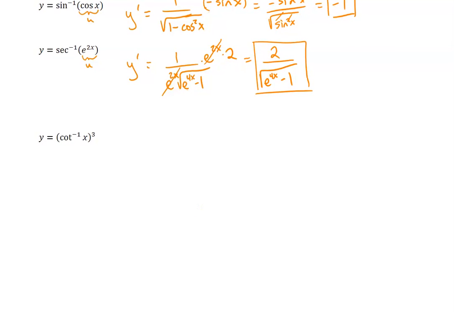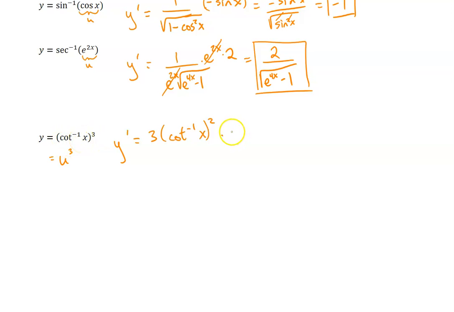For this last one, my function is cotangent inverse of x, but then that whole thing is cubed. In other words, if I'm using u substitution, this is u cubed, and when I take the derivative using the chain rule, I need to start by taking the derivative of u cubed. So my derivative of u cubed is 3u squared, meaning y prime is going to be 3 times that quantity, cotangent inverse of x squared, and then times the derivative of cotangent inverse of x, so times u prime.